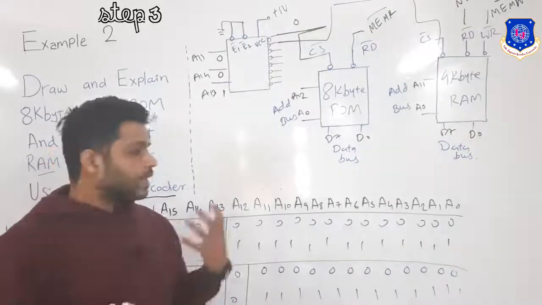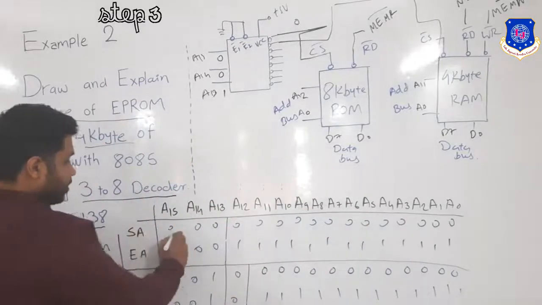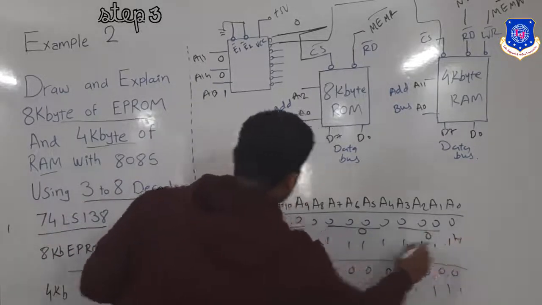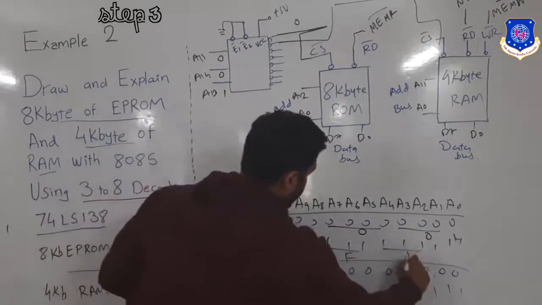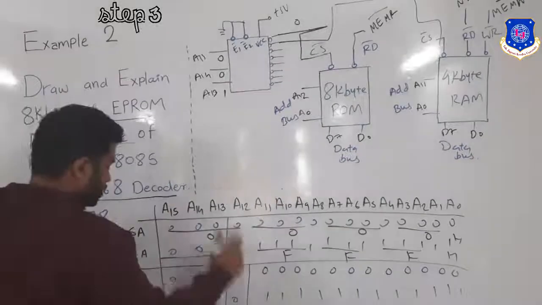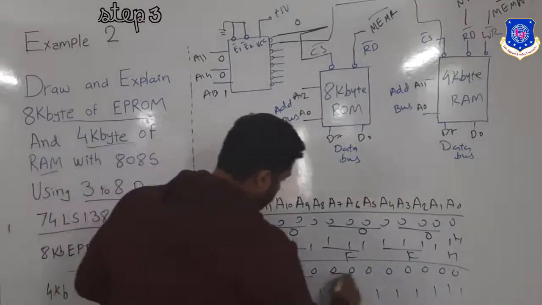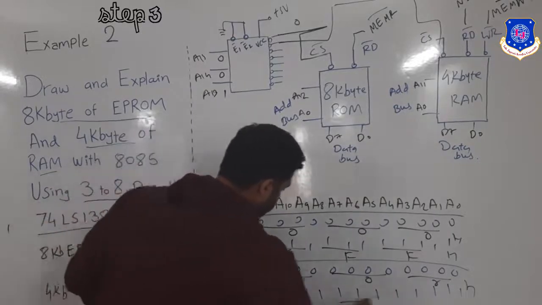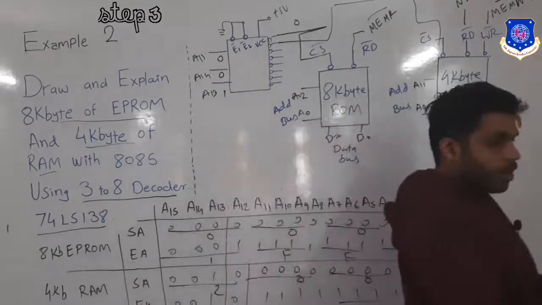You can represent the value in hexadecimal also. So to represent, what will be the value? 0000H to 1FFFH. So what is the range for 8K byte? 0000H to 1FFFH. What is the range for 4K byte? 2000H to 2FFFH. And this is how it's done.